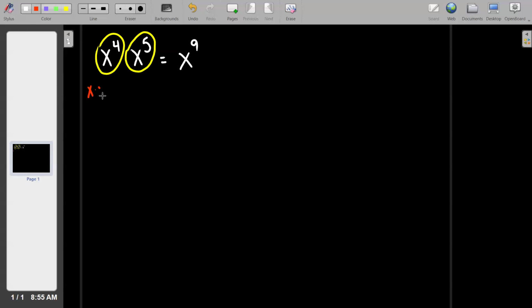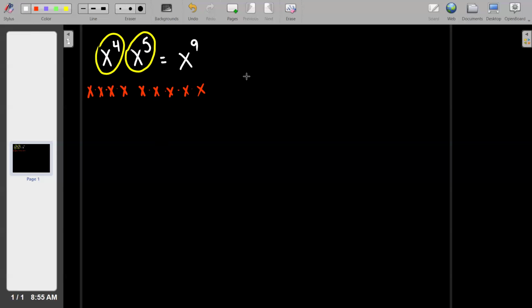X to the fourth looks like that, and x to the fifth looks like that. And you just can't deny me that there are 9 x's in front of me. It's like irrefutable evidence that the answer has to be x to the ninth power. So take away from that that when it is a power times a separate power, I will keep the base and add the exponents.